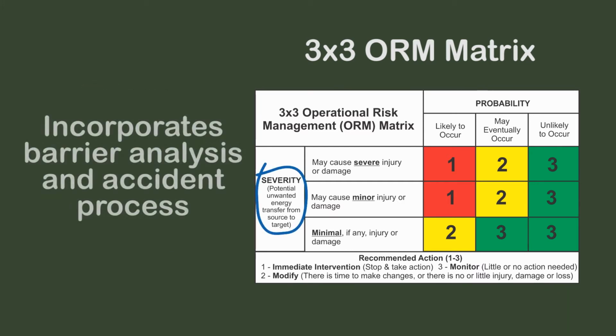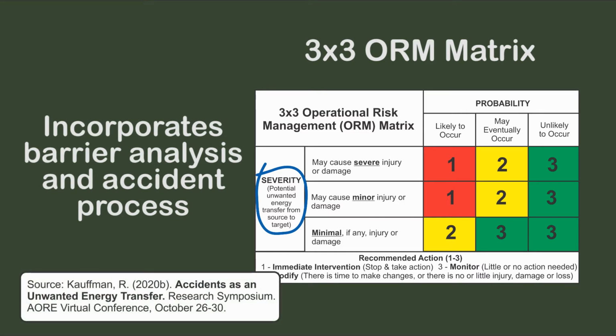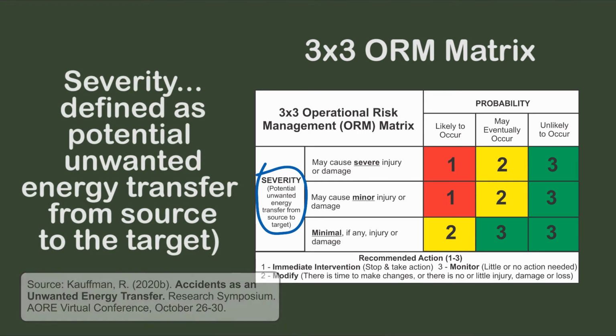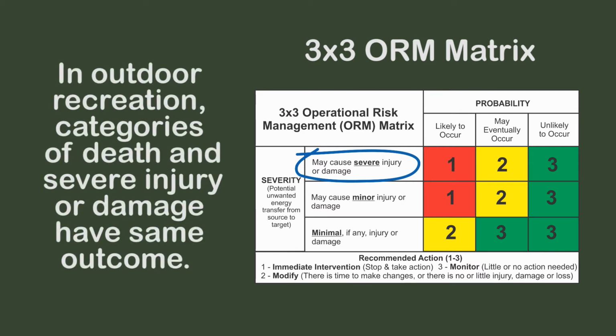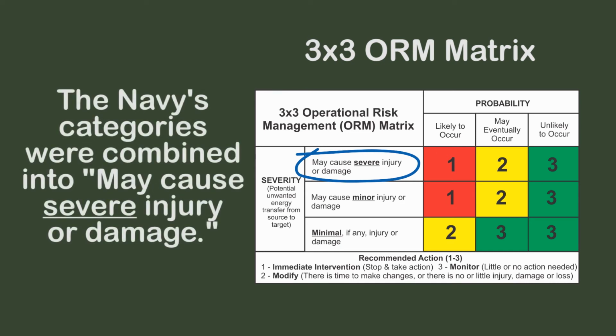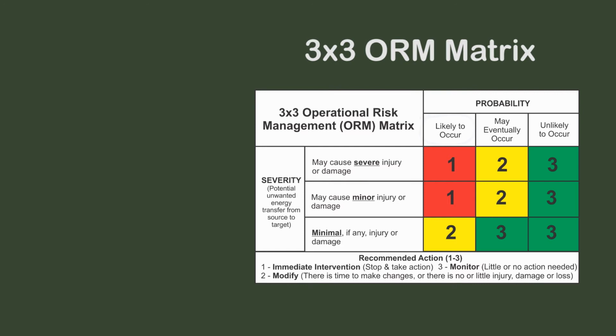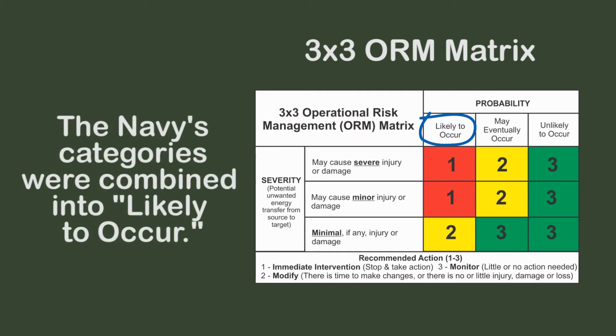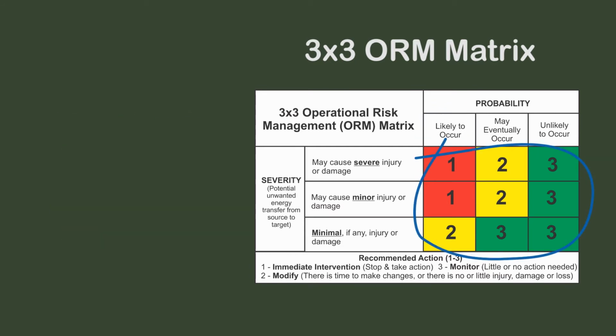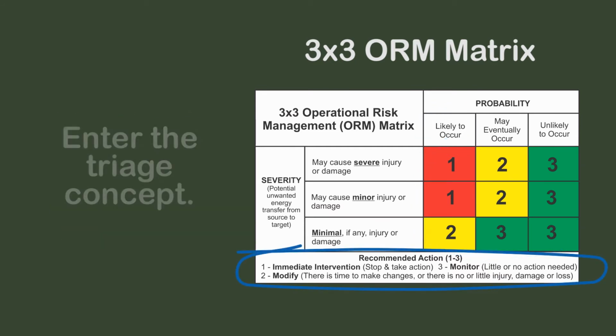First, severity was updated to incorporate barrier analysis and the accident process, where accidents are the result of an unwanted energy transfer from the source to the target. Next, in outdoor recreation, an accident resulting in death and severe injury or damage essentially has the same outcome, which is to stop the activity and take immediate action. These 2 categories were combined. Third, probability is time-related and was subdivided into 3 categories: likely to occur, may eventually occur, and unlikely to occur. The Navy's categories of likely and probable were combined. The result is a 9-cell table with 3 recommended actions.